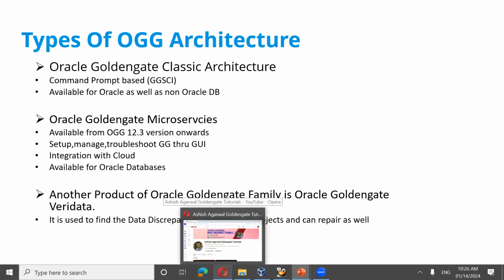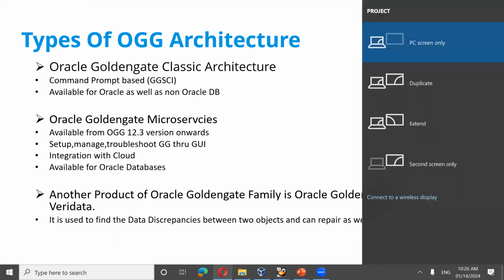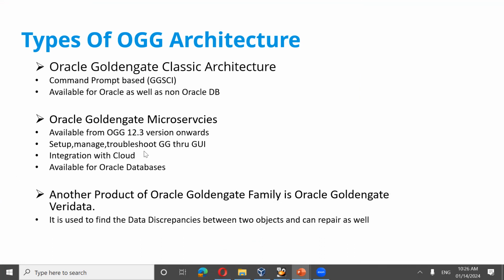In 2017, Oracle renamed it to Classic Architecture, and then it launched a new architecture of Goldengate, which is called Microservices Architecture. Microservices Architecture is available from Goldengate version 12.3 onwards, and it allows you to set up, manage, troubleshoot, and configure Goldengate through a GUI. Microservices is the latest architecture and it is getting very popular nowadays.